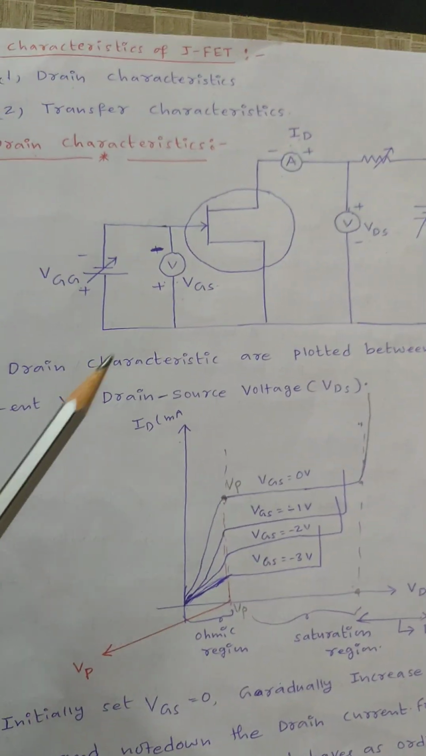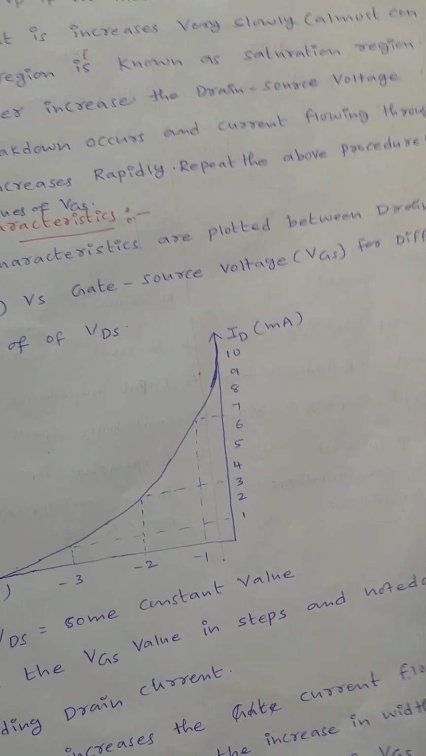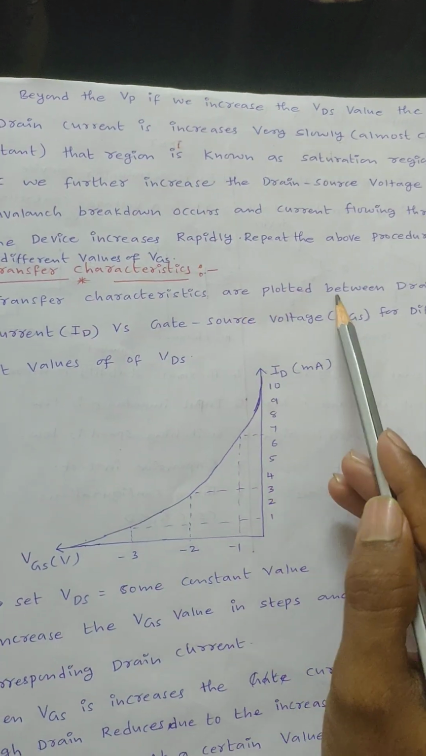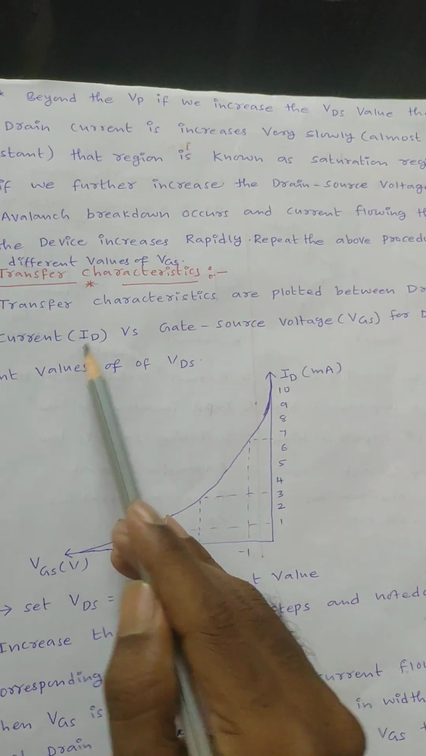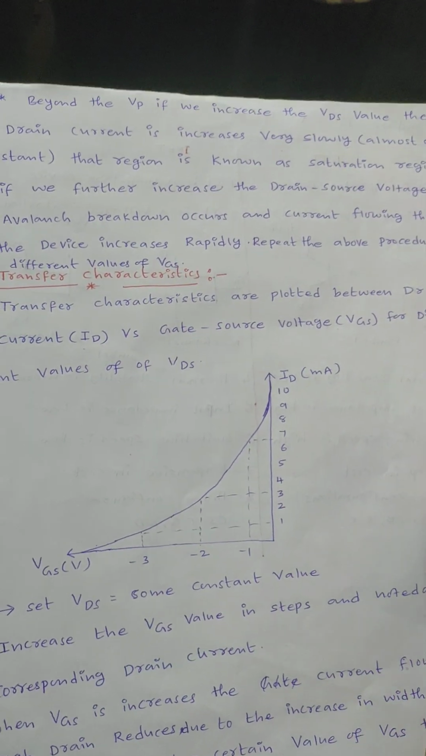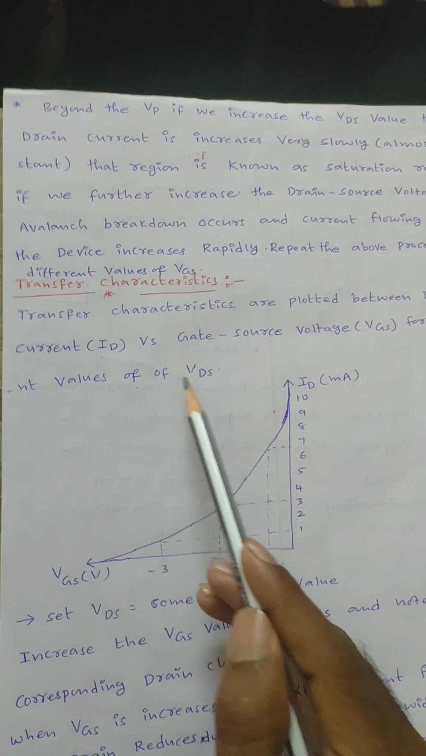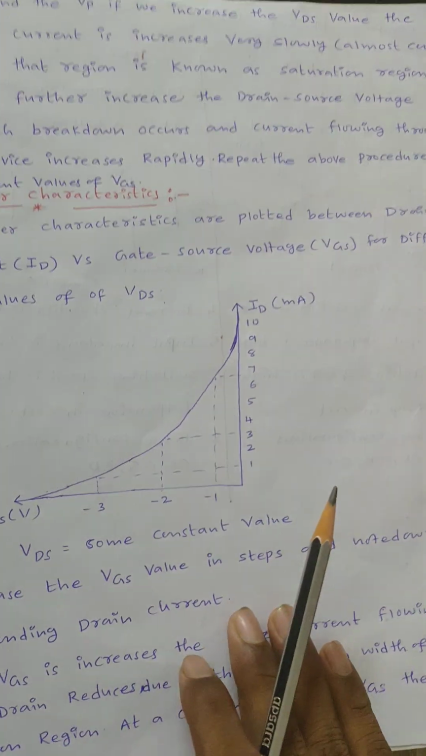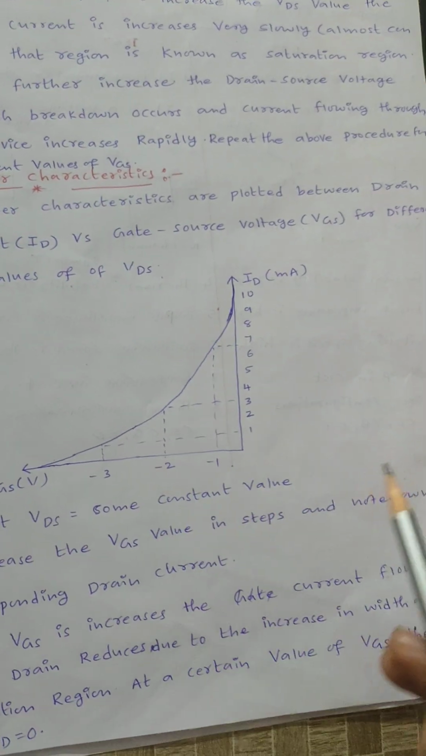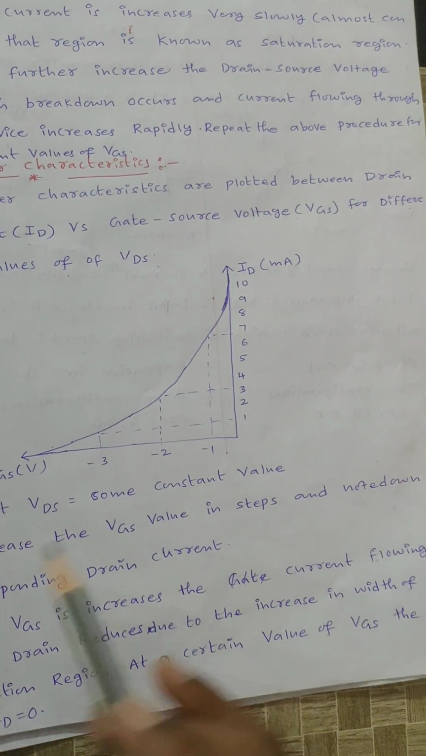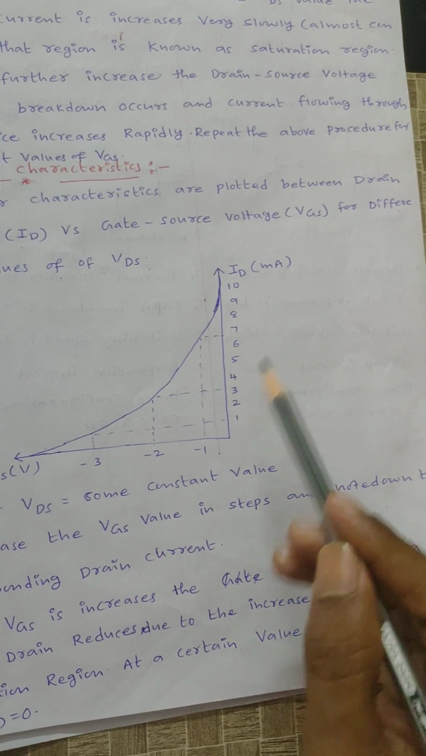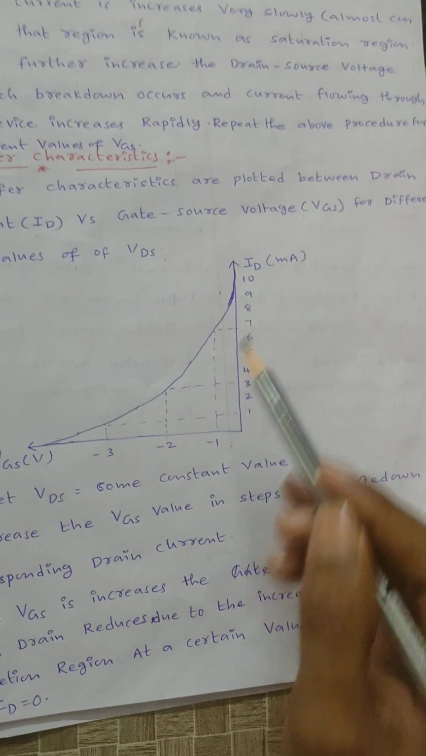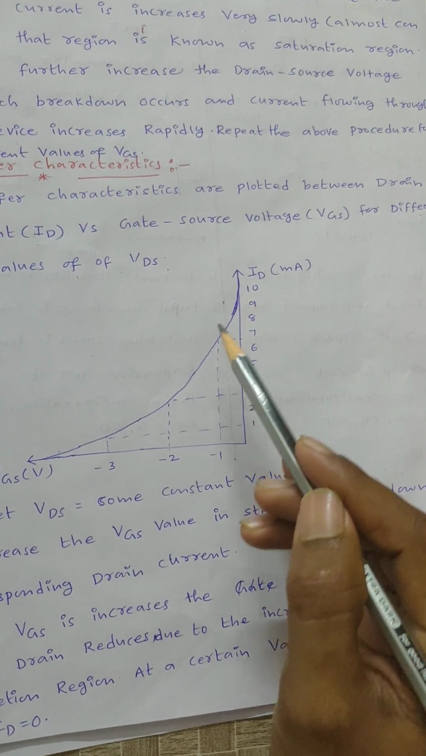Next, transfer characteristics. The transfer characteristics are plotted between drain current versus gate source voltage. Set the VDS value as some constant value, assume 2 volts or 3 volts, whatever it may be. Gradually increase the VGS value in steps and note down the corresponding drain current value.